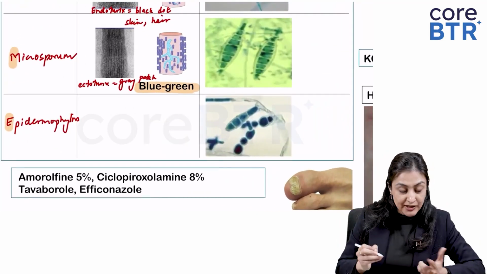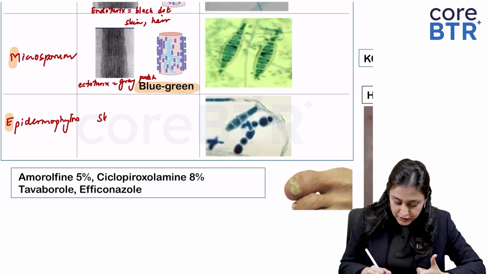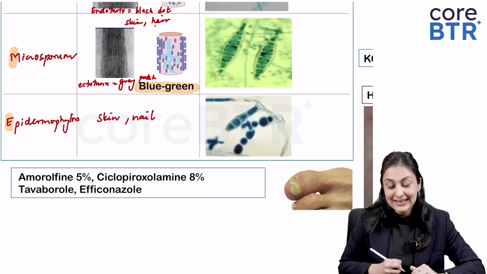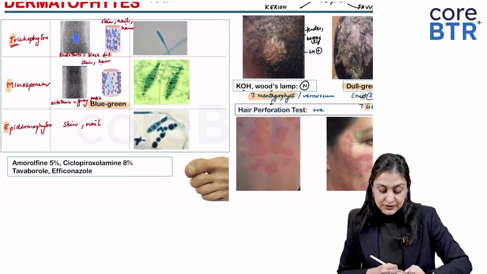Then you can see epidermophyton. As the name suggests, this is not going to affect hair, because hair is covered. So this affects skin and nails. Right? So these are the 3.